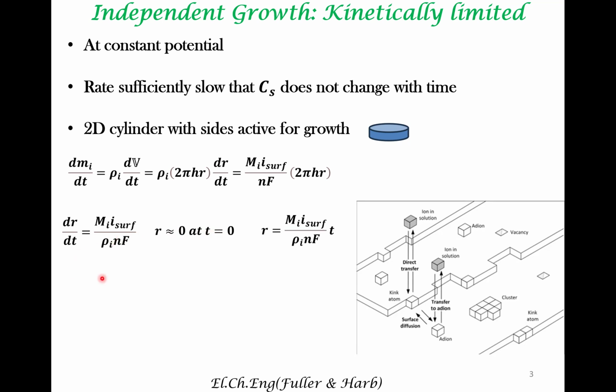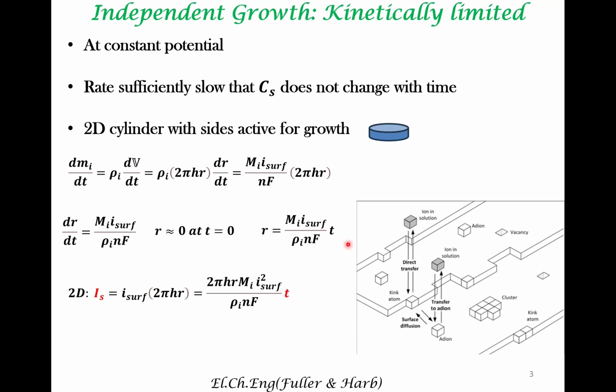With this, you can solve this fairly simple differential equation. And what you see is that r scales linearly with respect to time. Linearly with time. So for a 2D growth, we can simplify and get an expression. IS is current density times the area. So we see that IS scales linearly with time.